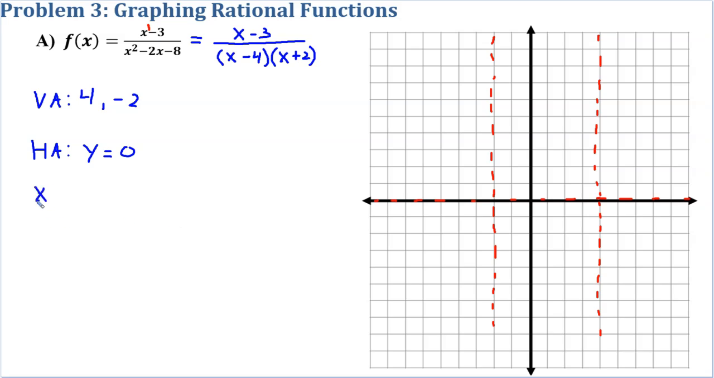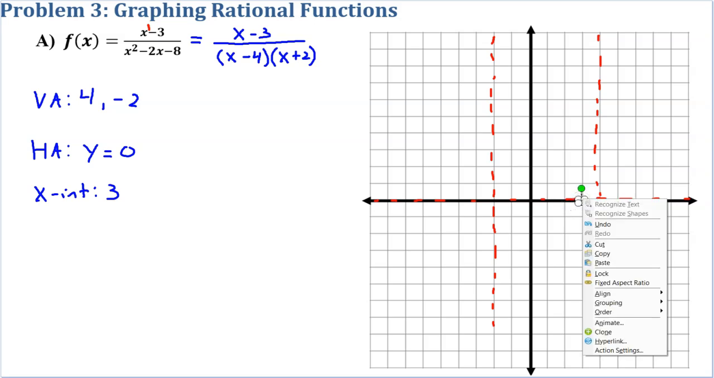All right, next up we have the x-intercepts. We said that was the real zeros of the numerator. It looks like I'll have one of them here, just x equals 3. So we can draw a point along the x-axis at 3.